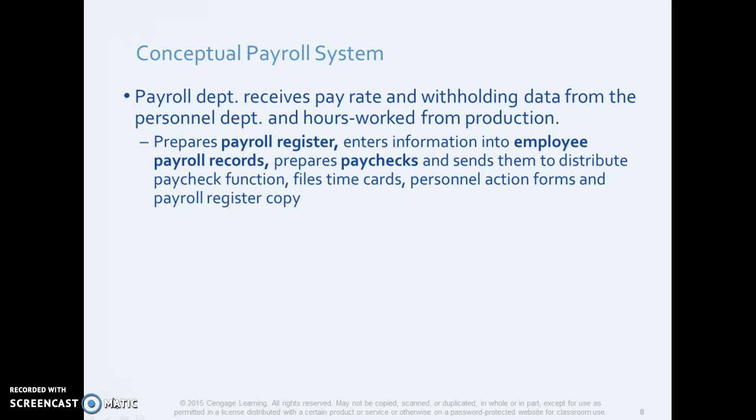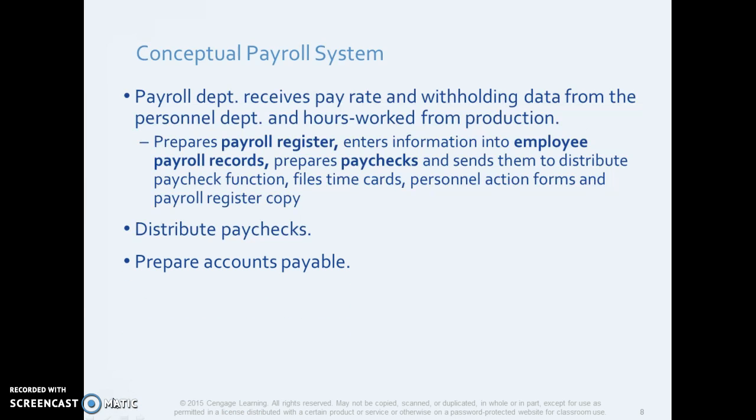We're continuing on that. So the payroll department receives a pay rate and withholding data from the personnel department, human resources, and the hours worked from production. The payroll department prepares the payroll register, enters information into employee payroll records, and prepares paychecks and sends them to the distribute paycheck function, and files time cards. See, that's another thing that just seems manual, that they're filing the time cards, and personnel action forms and payroll register copy.